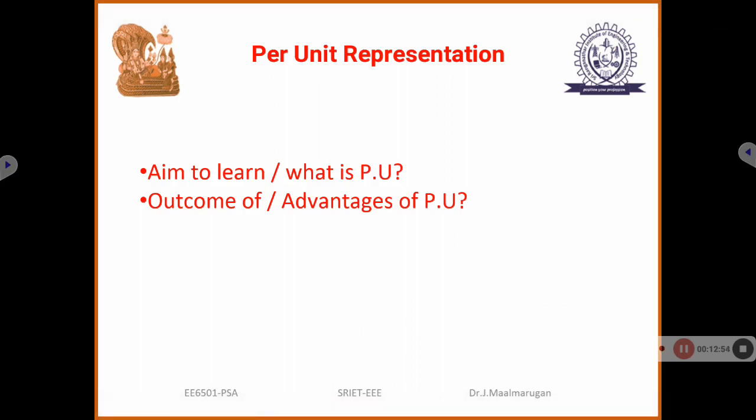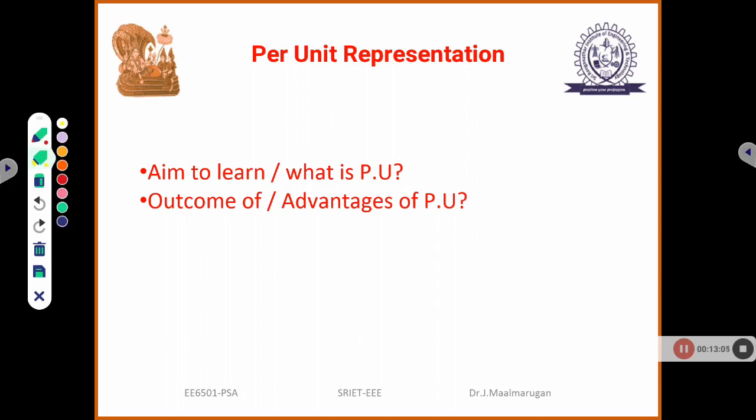Next, per unit representation. So what is per unit? Before going to per unit representation, what is the aim of per unit representation? Every time I tell you about the aim: for any topic, any particular heading you learn, you should know why you are going to study that particular topic. So what is the aim to learn? What is per unit representation?